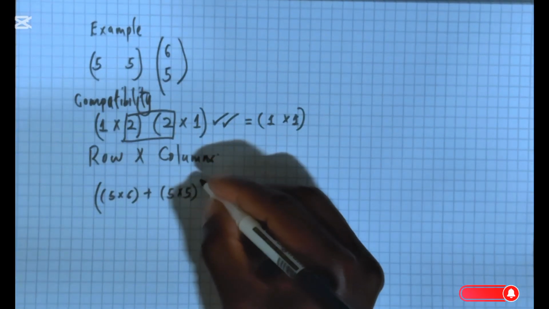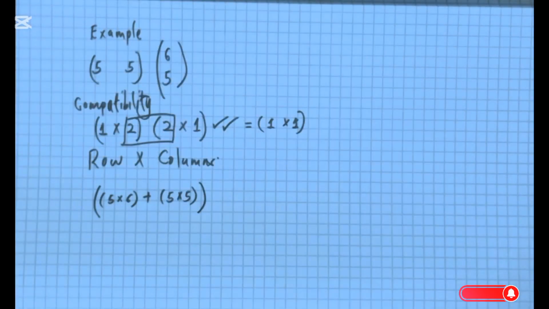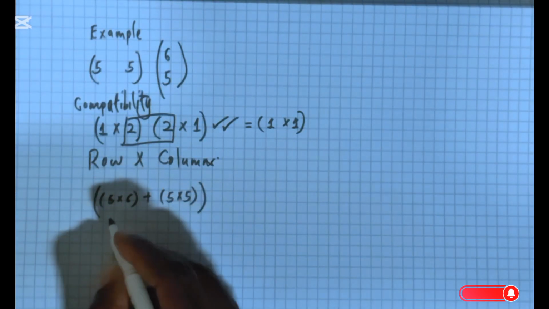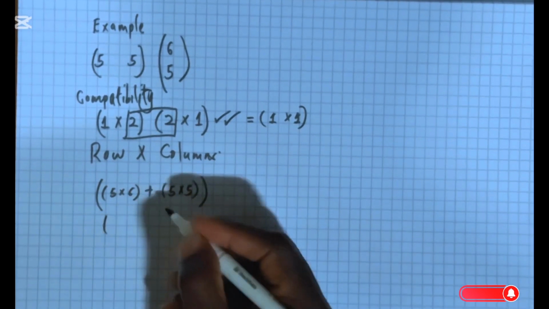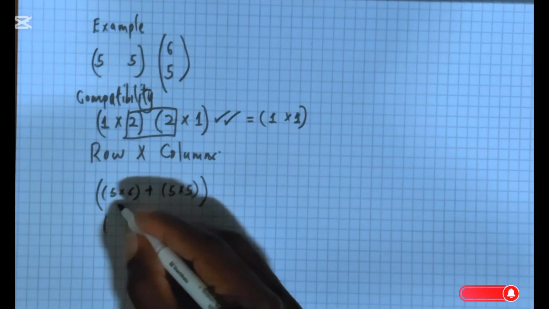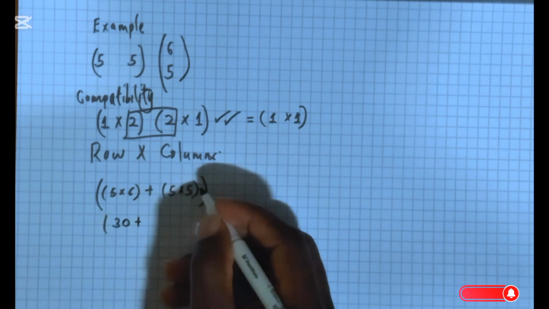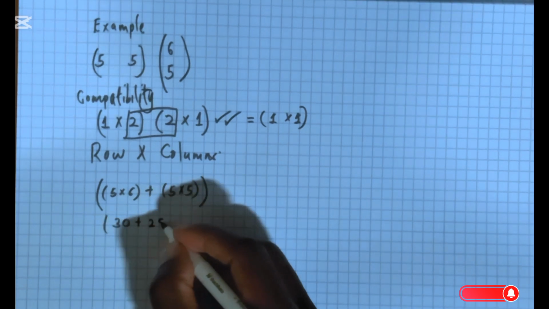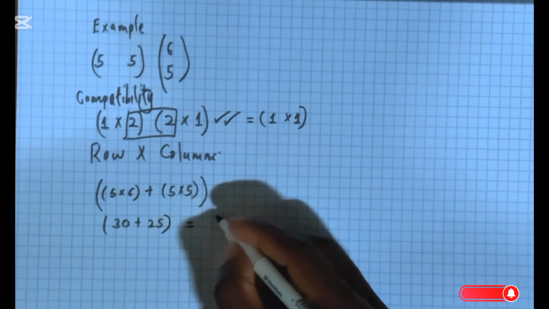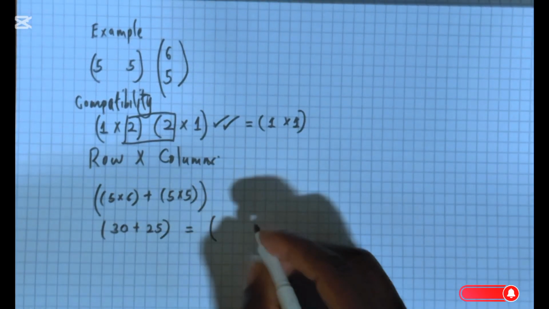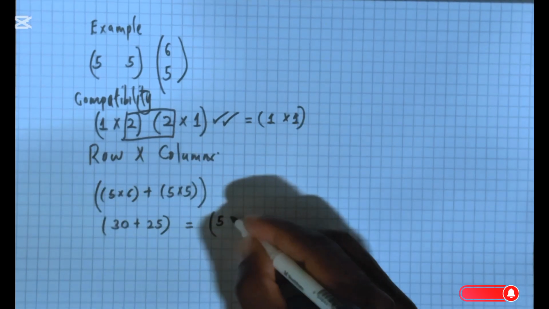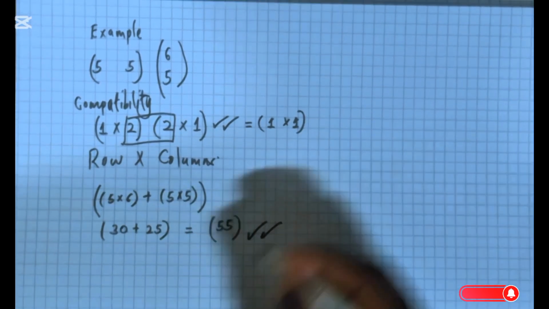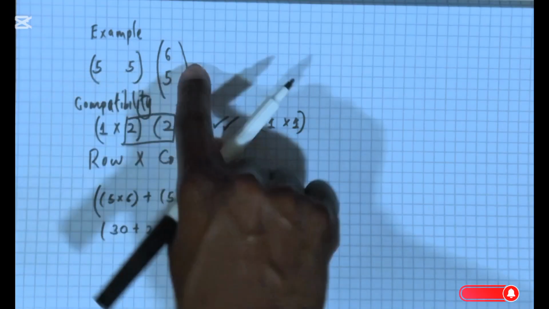Since there is no other row and column to multiply in this particular case, that will be it. So we're going to basically take 5 times 6, which gives us 30, plus 5 times 5 giving us 25. And so this is going to give us a matrix of order 1 by 1, which happens to be 30 plus 25, which is 55. And so this here is the result of multiplying these two matrices.